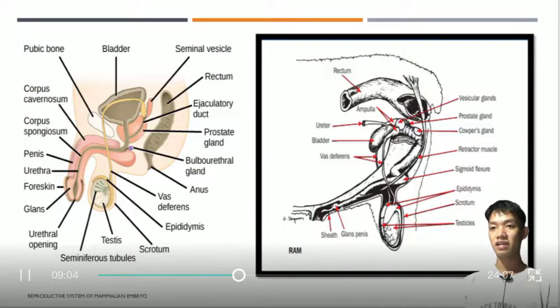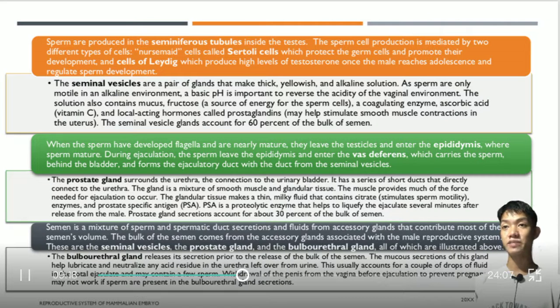So as you can see, here is the reproductive organ of a human and an animal. As you can see on the right, that is a ram. So sperm are produced in the seminiferous tubules inside the testes. The sperm cell production is mediated by 2 different types of cells: nursemaid cells, called the Sertoli cells, which protect the germ cells and promote their development, and cells of Leydig, which produce high levels of testosterone once the male reaches adolescence and regulate sperm development.